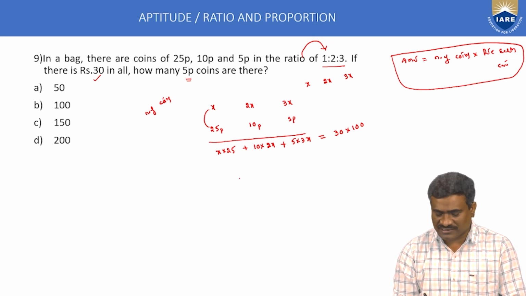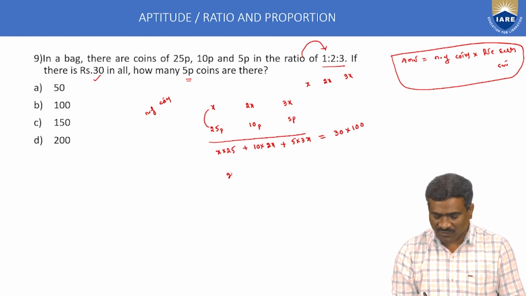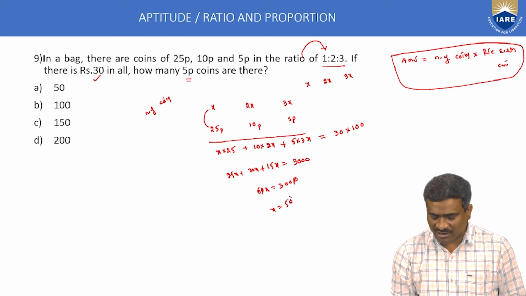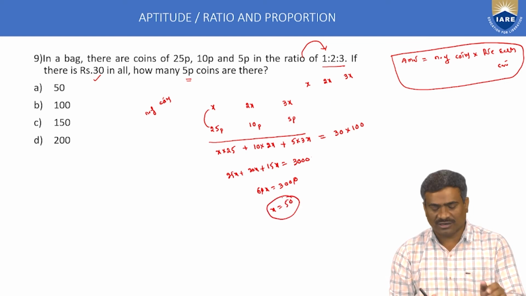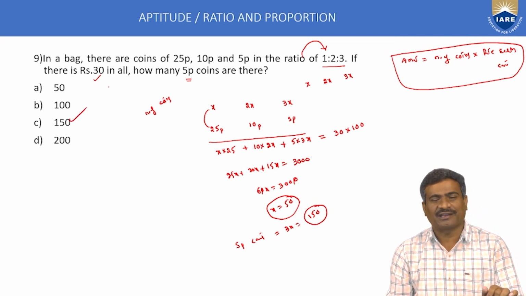Next, to calculate the x variable, 25x plus 20x plus 15x is equal to 3000. 25 plus 20 plus 15 is 60, so 60x is equal to 3000. x is equal to 50. Find out only the 5 paisa coins. Here 5 paisa coins is equal to 3x. 3 into 50 is equal to 150. Option C only correct.